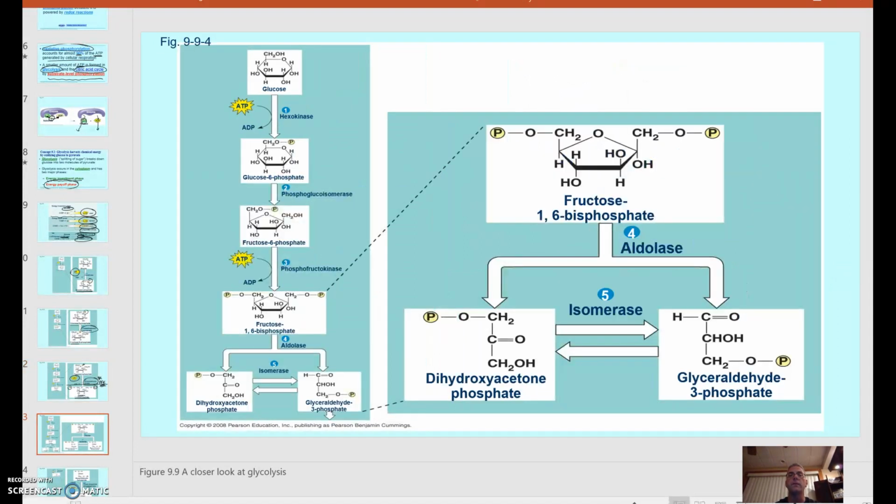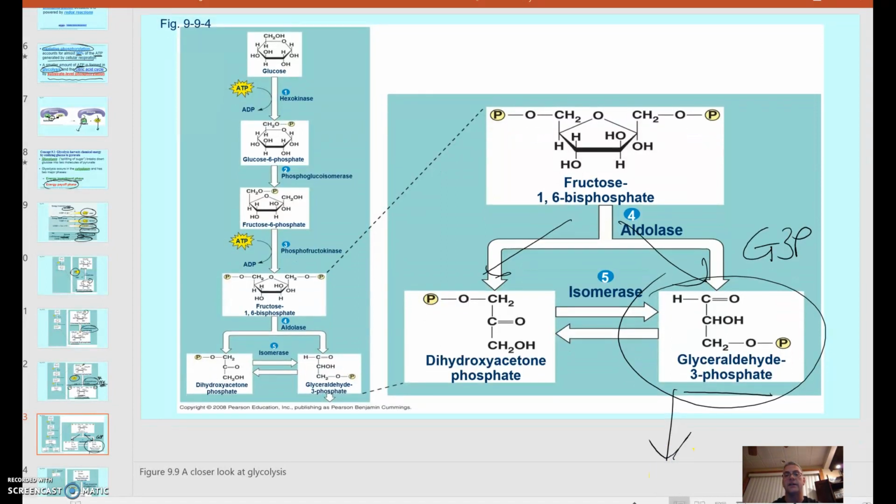All right, so assuming we made it through that step, now we have this unstable molecule, and the unstable molecule is going to split into 2 3-carbon molecules. So let's address this side first. This molecule we refer to as G3P. It's glyceraldehyde 3-phosphate. This is the sugar that we want. It's a 3-carbon molecule, and basically as soon as it's formed, it continues on with the process.